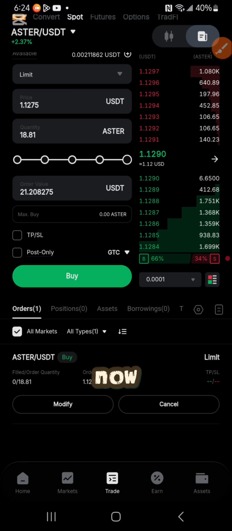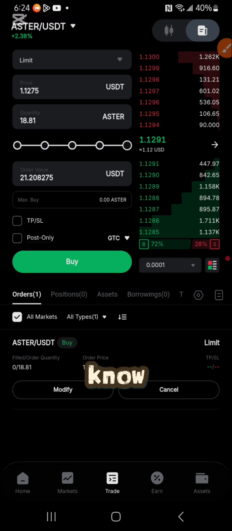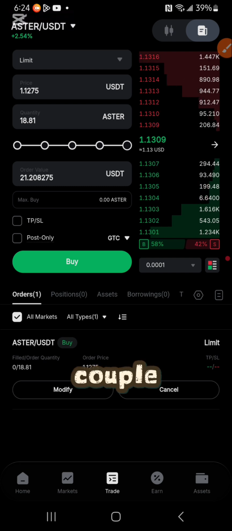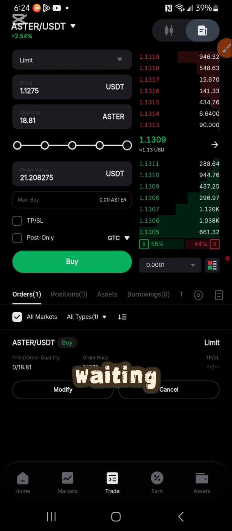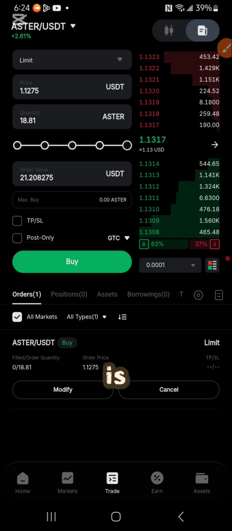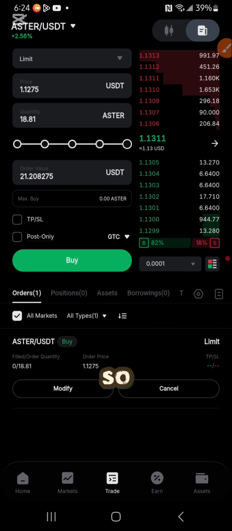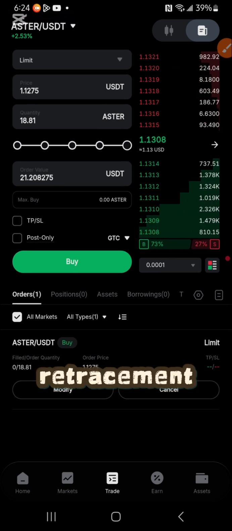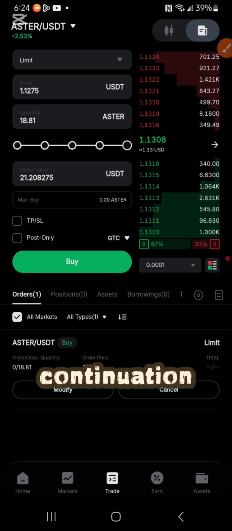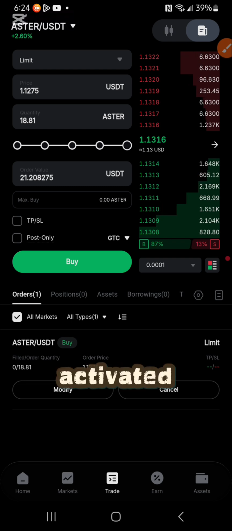So right now the price is probably not close enough for it to be filled. You will need to wait for a couple of minutes, and after waiting and it successfully gets filled, as you can see, the coin is already moving because the uptrend was probably identified. So we need to wait for that little retracement for our order to be filled before any possible continuation. So that's the more reason you wait for the buy limit order to be activated.